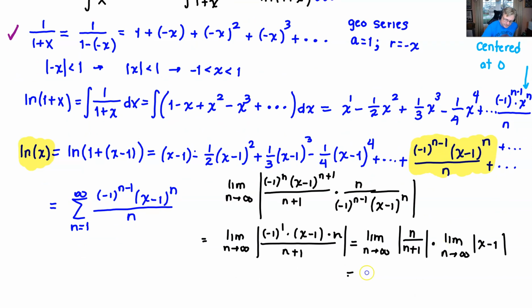And those limits would be 1 for this one. We've seen that many times, right? The degrees match there. And then the absolute value of x minus 1 here, we know we want that to be less than 1 in order to converge, which means -1 is less than x minus 1, which is less than 1, which in turn means 0 is less than x is less than 2.